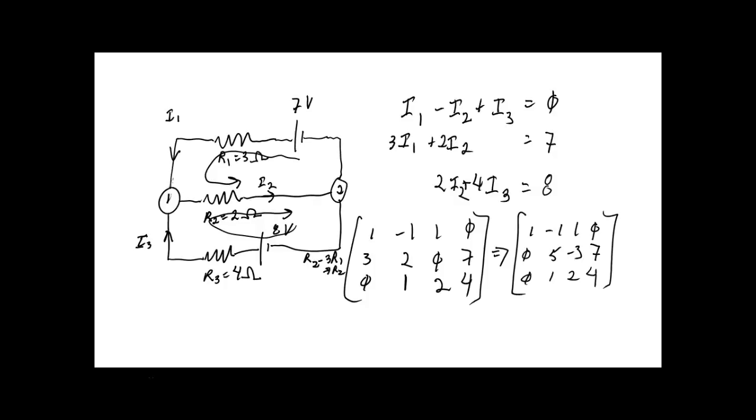So, let's try it down here. Top row is 1, -1, 1, 0. Second row is now 0, and this is row 2 exchanges with row 3. Okay. 0, 1, 2, 4, and 0, 5, -3, 7. Okay. What do we want to happen next?